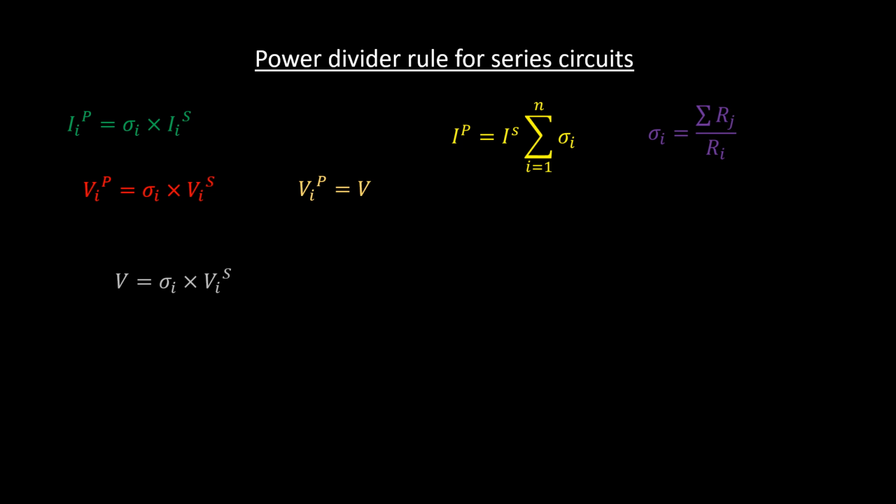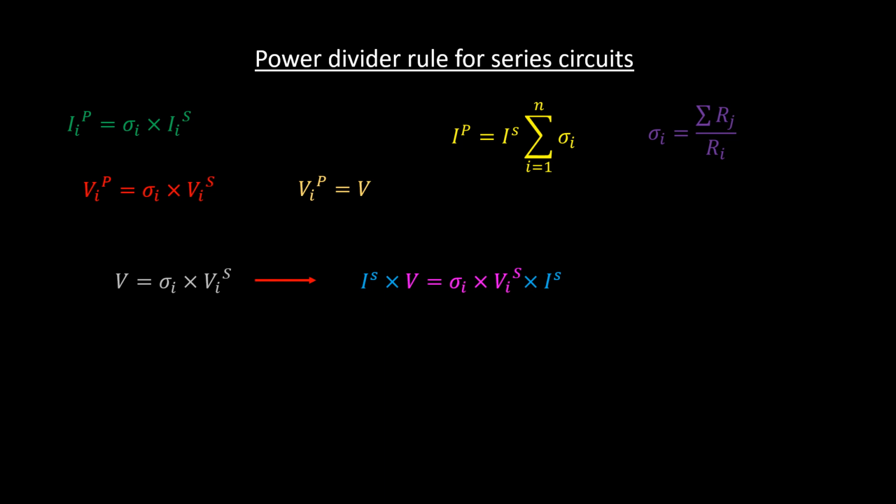Getting the power divider rule for series circuits is pretty straightforward. Let's multiply both sides of the voltage equation by the series current Is to have the following expression. On the left, we have the total series current times the total series voltage, which is equal to the total series power. On the right, we have the series voltage drop across one of the resistors times the current through it, which is equal to the power dissipated by that resistor.